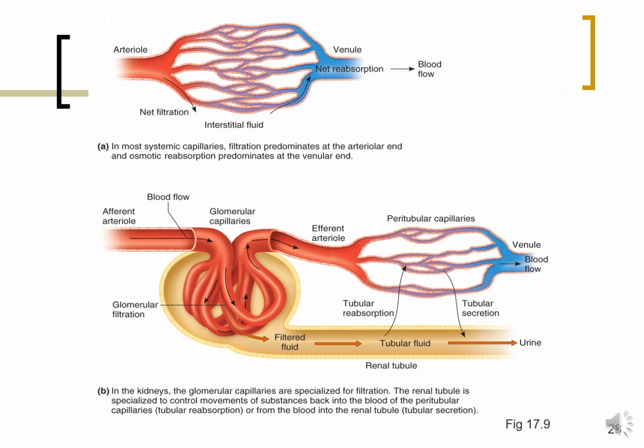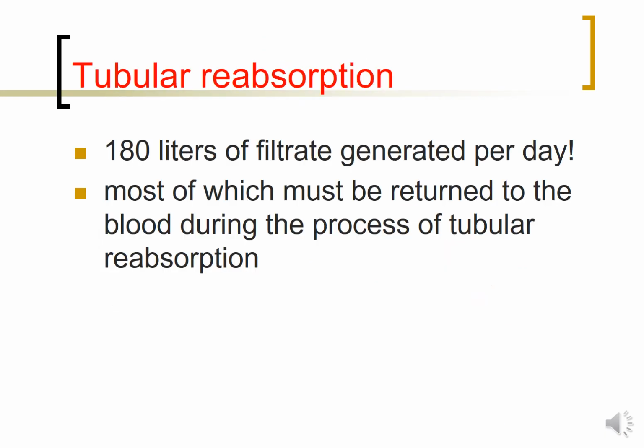And you can see in this diagram, the process of reabsorption is where molecules exit the renal tubule and go back into your circulatory system, while secretion is where molecules flow in the opposite direction. Since water is a very small molecule, about 180 liters of filtrate are generated per day. That would be a lot of urine. So most of this needs to be returned to your bloodstream, and this is the process of tubular reabsorption.